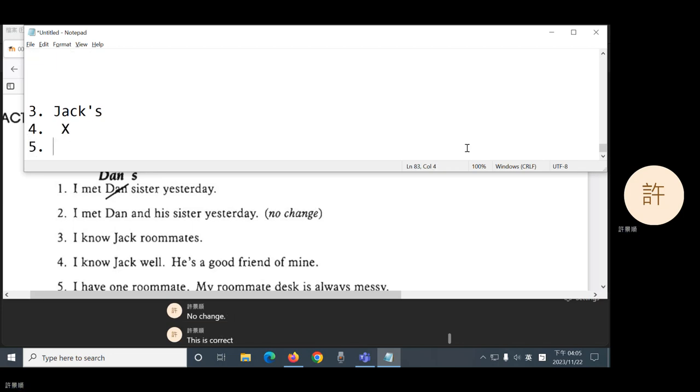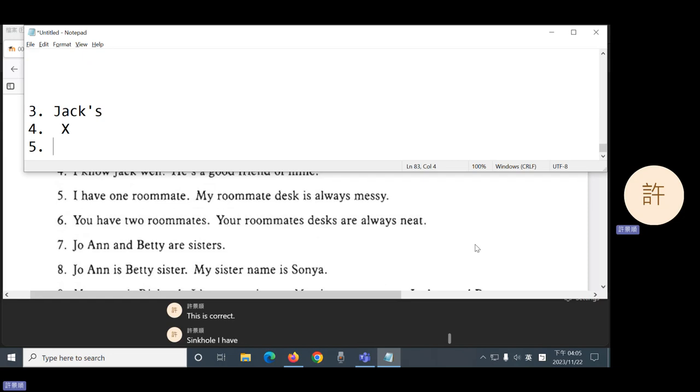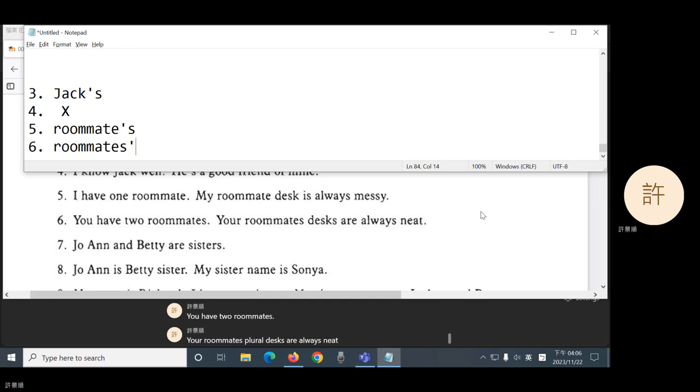Cinco. I have one roommate. My roommate's desk is always messy. Be sure to spell this word correctly, right? Two O's, two M's. Six, you have two roommates. Your roommates, plural, desks are always neat.